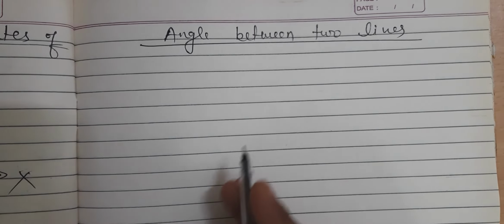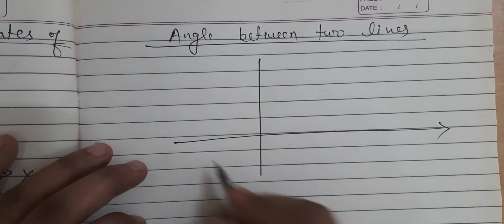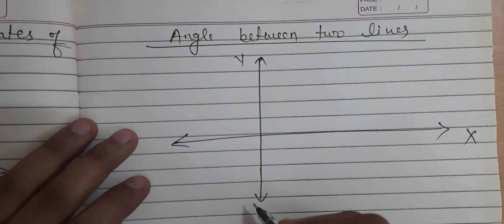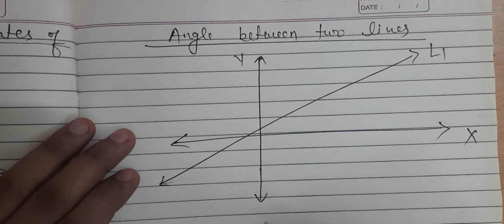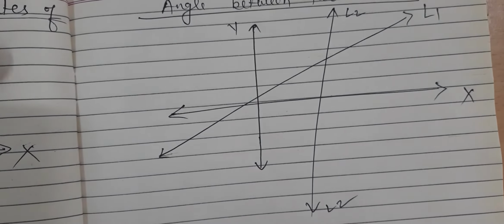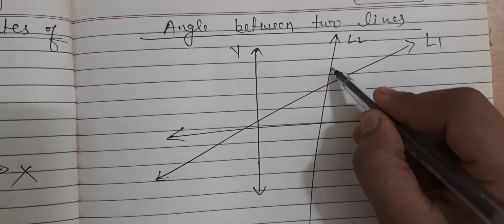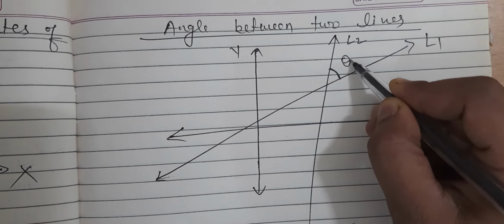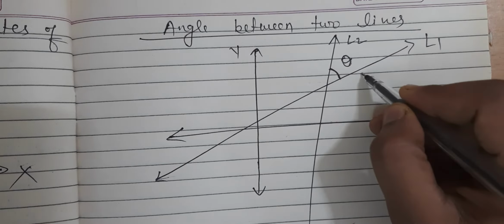Now here we are given two lines and we have to find the angle between these two lines. How can we find this? So this is the x-axis and this one is the y-axis, and we are given two lines. Let it be L1 and the next line given is L2. We are interested in finding the angle between line L1 and L2. So let this angle be theta. This is the angle between line L1 and L2.